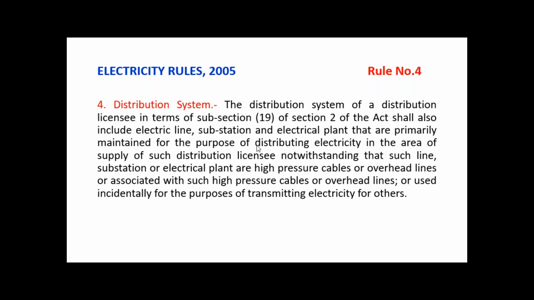Then rule number 4 is related to the distribution systems. So the distribution system of a distribution licensee under section 19 of this act shall also include electric lines, substations, and electrical plant that are primarily maintained for the purpose of distributing electricity in the area of supply of such distribution licensee, notwithstanding that such lines, substations, electrical plant are high pressure cables or overhead lines or associated with such high pressure cables or overhead lines used incidentally for the purpose of transmitting electricity for others.